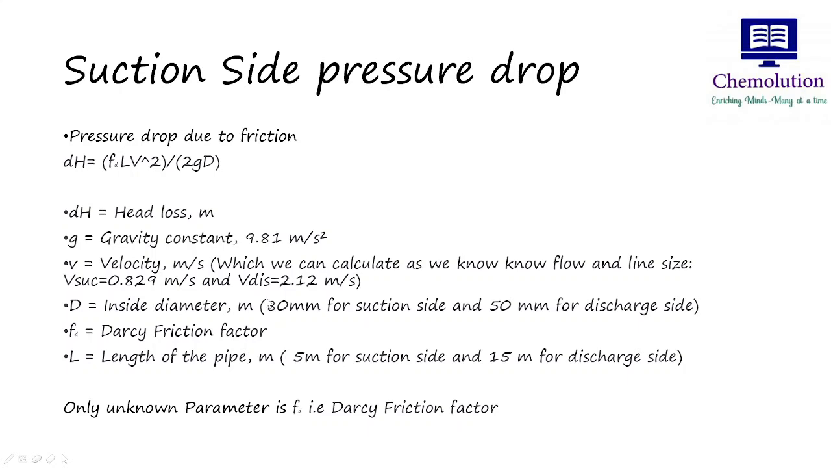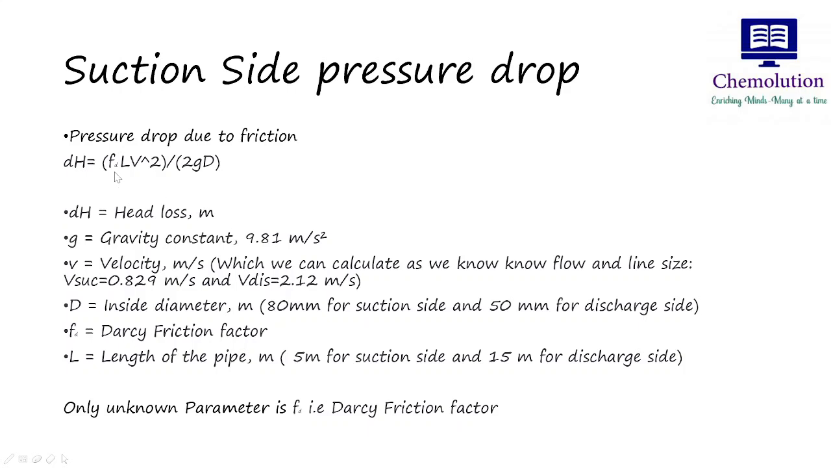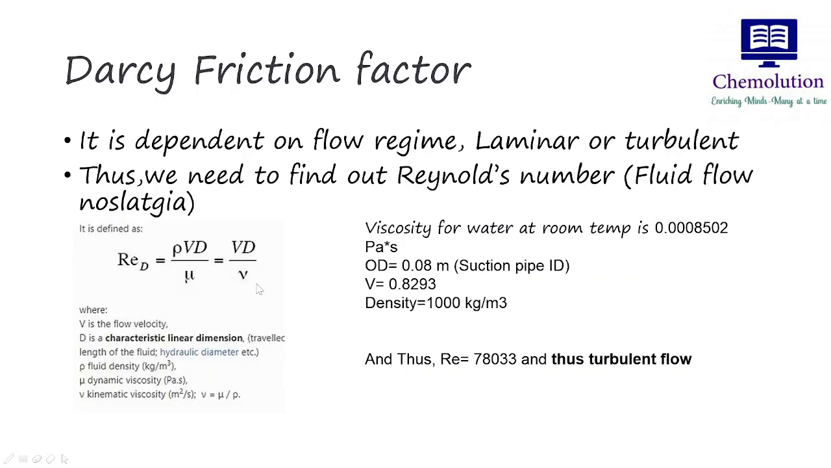So putting those values in this equation, the only remaining factor is F, which is Darcy's friction factor. All the other values are known to us, only this friction factor is to be calculated. Now how do we calculate friction factor? To calculate that, we first have to determine whether the flow is laminar or turbulent.